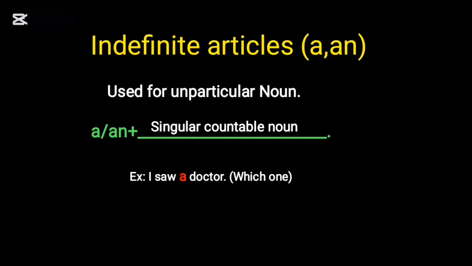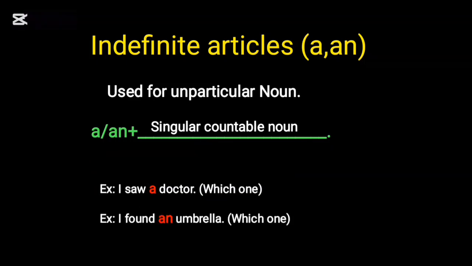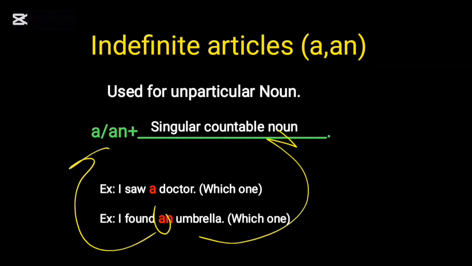For example, I saw a doctor. Here we have used a. Second, a doctor is singular and countable as well, but it doesn't specify which doctor. We don't know. So it is only used for an unparticular noun. The second example is, I found an umbrella. So an is used, and umbrella is singular and countable as well, but it does not specify which one. It is only the general name of umbrella. So for a general umbrella, we use them.